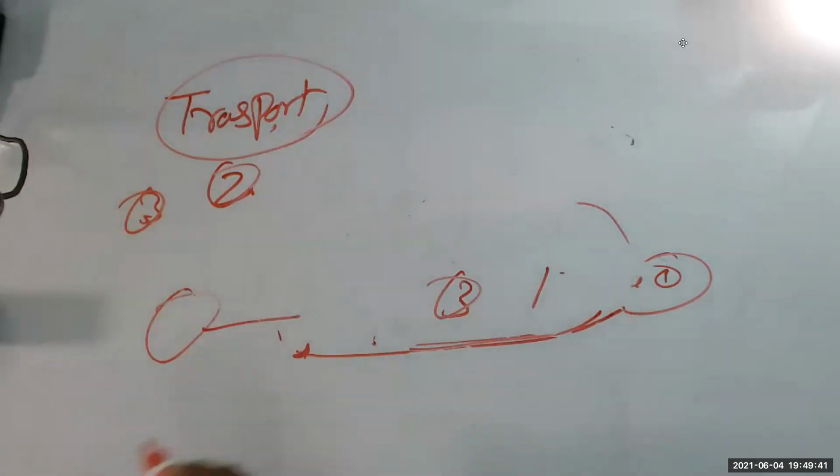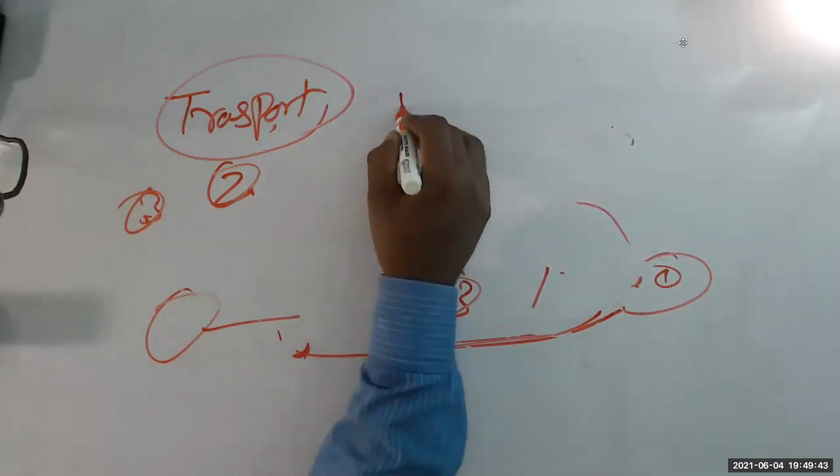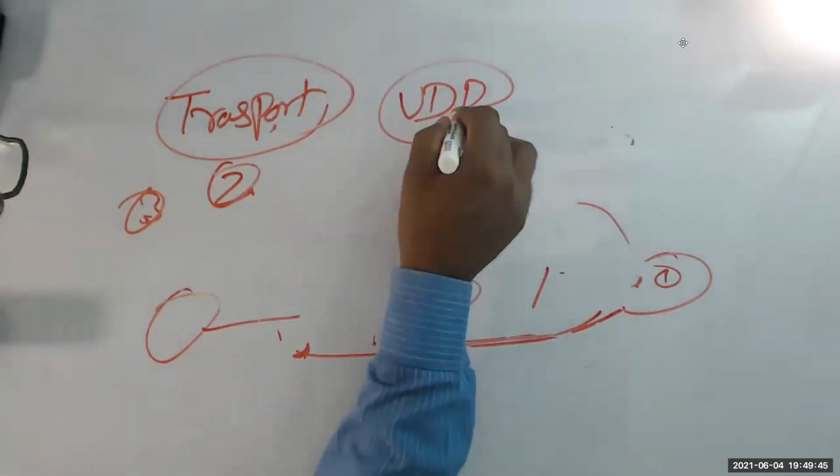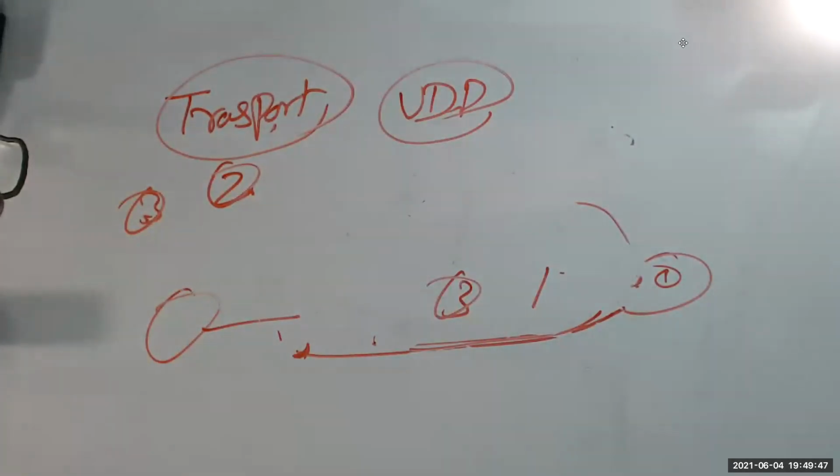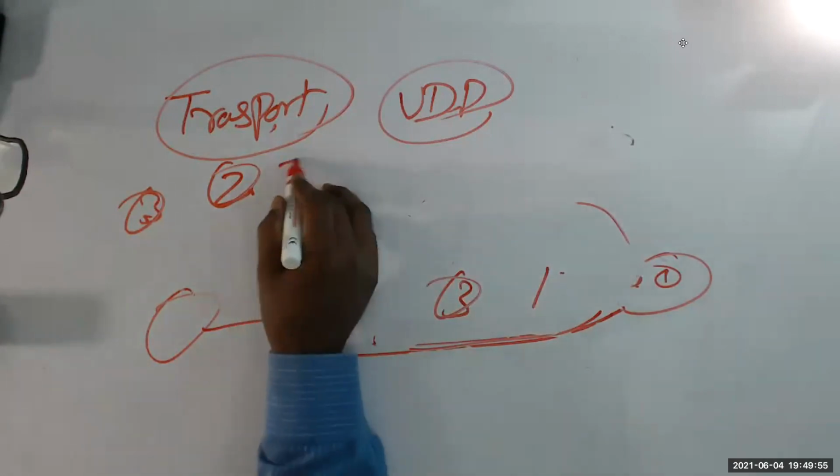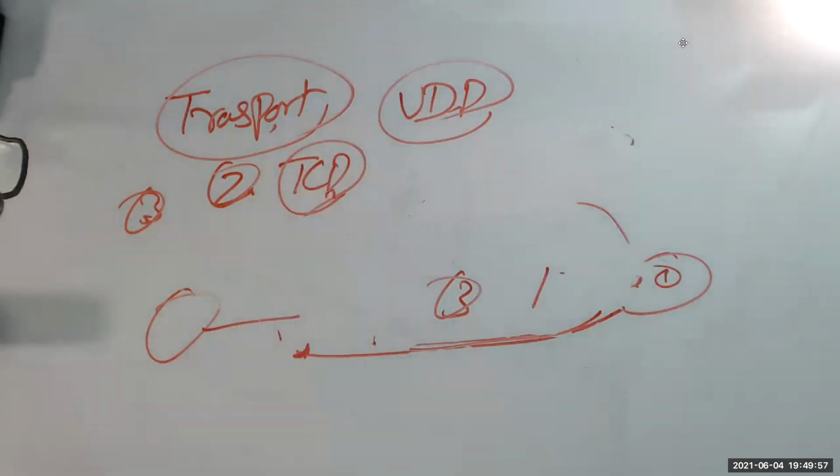These acknowledgement connections are there in TCP, whereas that is not there in UDP. UDP is like a telegram, not a registered post. You will not get acknowledgement. You send the packet, it will go there. That's all. Whereas TCP, all the important transactions are run by TCP.